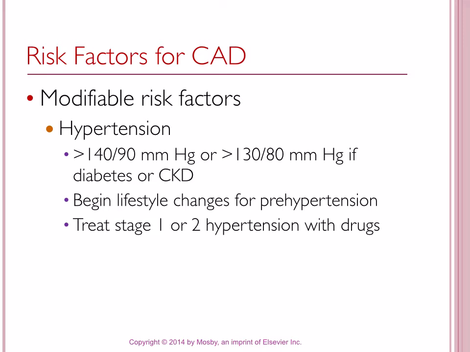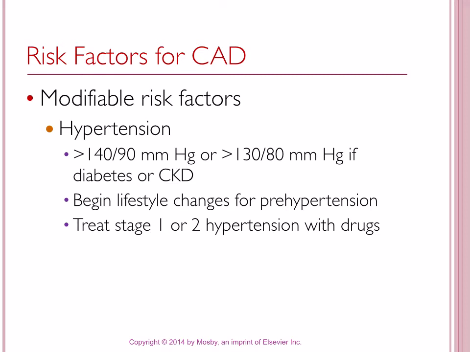Hypertension. The second major risk factor in CAD is hypertension, which is defined as a blood pressure greater than 140 systolic and around 90 diastolic. Or if the patient is suffering from chronic kidney disease or diabetes, we want their blood pressure at least less than 130 over 80. It should not be greater than 130 over 80.